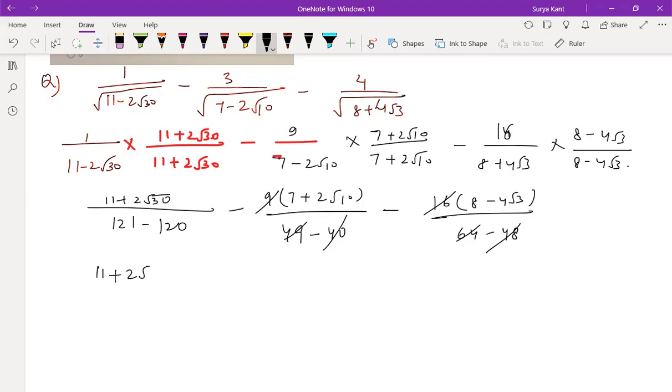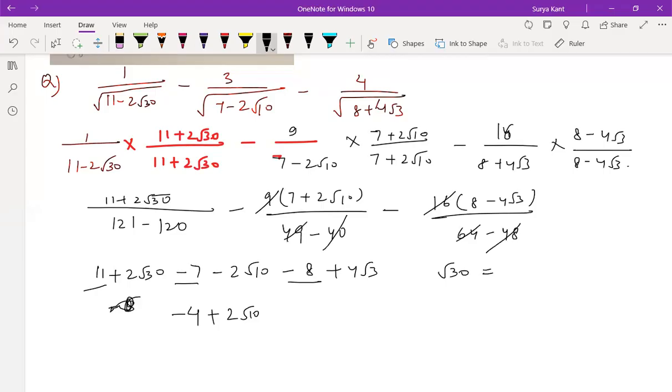So 11 plus 2 root 30 minus 7 minus 2 root 10 minus 8 plus 4 root 3. 11 minus 7 minus 8 is minus 4. Then what can we write for root 30? Nothing, root 30 is root 30, you can't simplify it. 15 into 2 or 5 into 3 into 2, so you can't do that. So minus 4 plus 2 root 30.